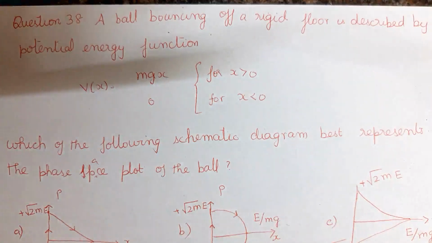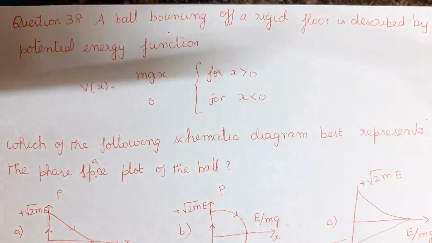Question. A ball bouncing off a rigid floor is described by the potential energy function V(x) = mgx for x greater than 0 and 0 for x less than 0. Which of the following schematic diagrams best represents the phase space plot of the ball?